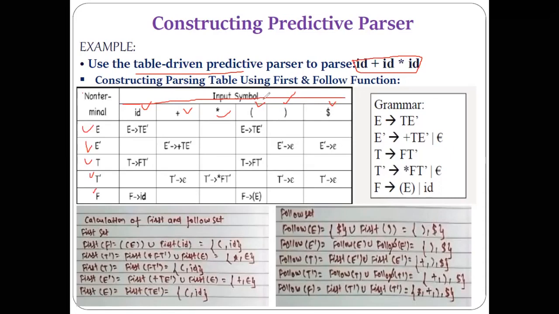Now, how are we going to fill this parsing table? We will fill it with the help of the first and follow functions. How to calculate first and follow, I have already told you in the physical classes. Here we have calculated first and follow: this is the calculation of first, and this is the calculation of follow for the given grammar. Now we have to focus on how to put the entries in the parsing table.